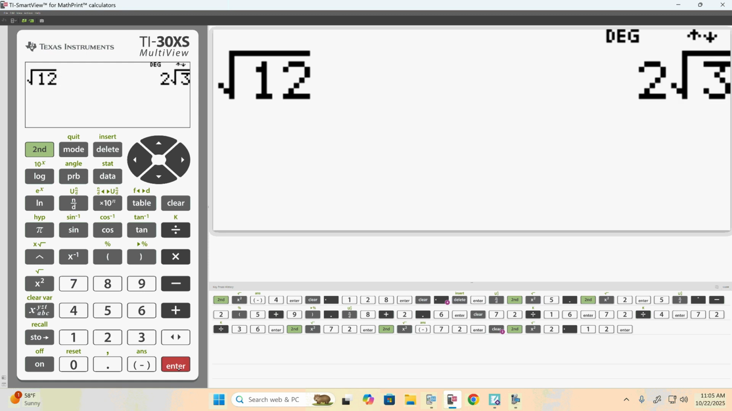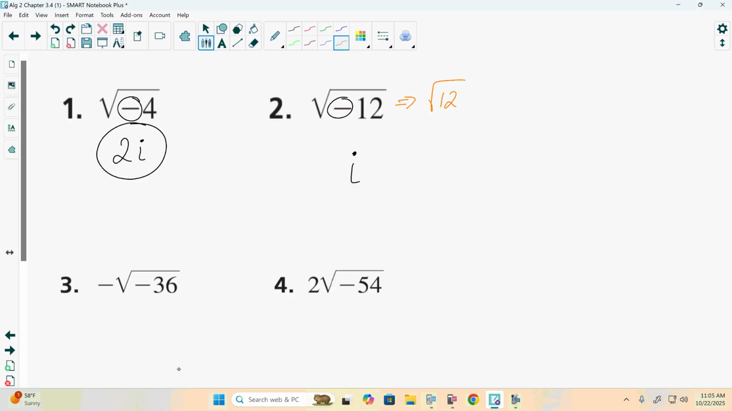No. Because 12 is 4 times 3. Square root of 4 is 2, telling us that this is really just 2 square roots of 3. Which means the square root of negative 12 will be 2i square roots of 3. We're starting to be able to see here how these simplify.